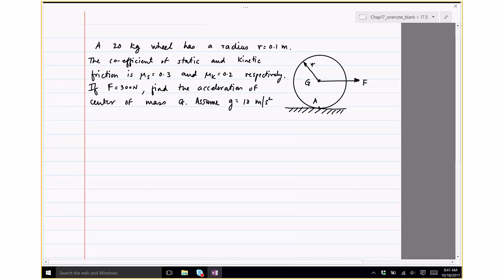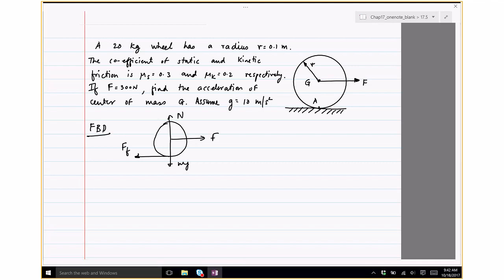A 20 kg wheel has a radius of 0.1 meters. The coefficient of static and kinetic friction is mu s and mu k as given. If F is 300 newtons, find the acceleration of the center of mass. Assume g is 10. Okay, let's solve this. The first part is pretty simple, straightforward, the FBD. I've shown you how to draw the FBD. Show F, show N, show mg, show the friction force. Okay, friction force opposes motion, so that's right.